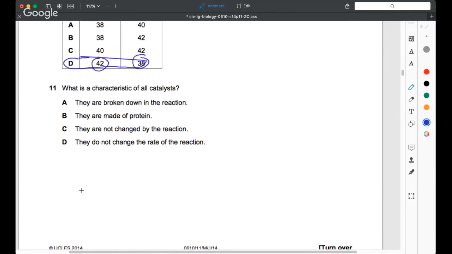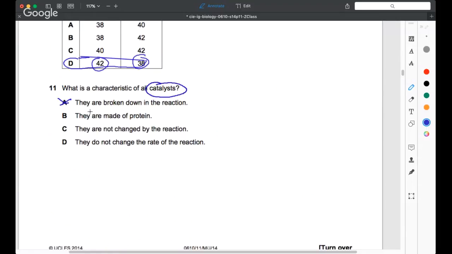What is a characteristic of all catalysts? They are broken down in reaction. They are made of protein. They are not changed by the reaction. They do not change the rate of reaction. So a catalyst is, by definition, an item which speeds up the rate of reaction, but is not used up in the reaction. So if it was broken down during the reaction, it would be used up by the reaction. So it can't be A.